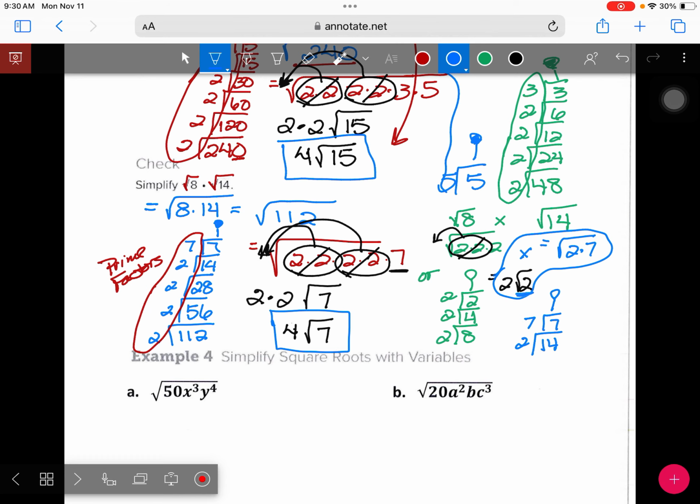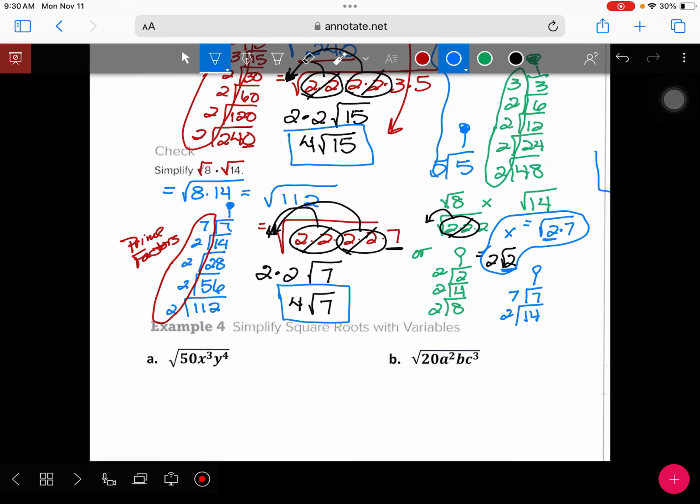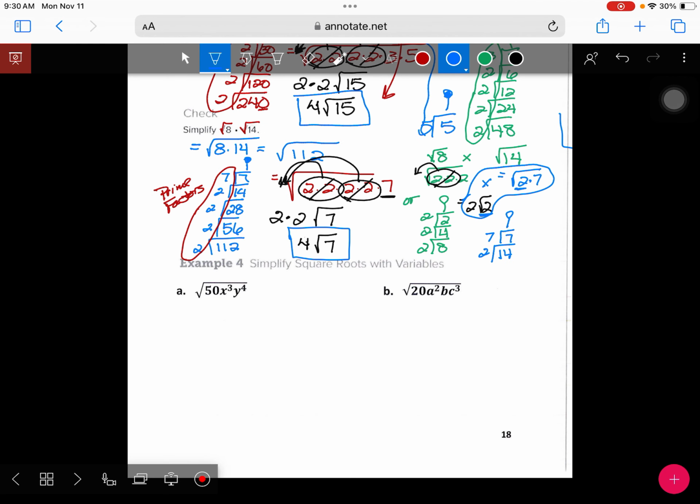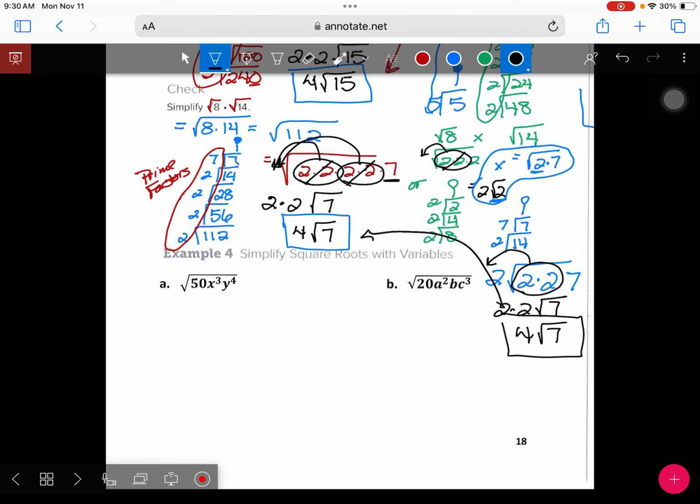So I see the square root of 2 here and the square root of 2 here. So that's going to give me 2 times the square root of this 2, and that 7. Pull that pair out front. Gives me 2 times 2 times the square root of 7, which is 4 times the square root of 7. So we got the same answer whether you stay with the 2 small cakes and multiply those answers or the big cake. Okay?